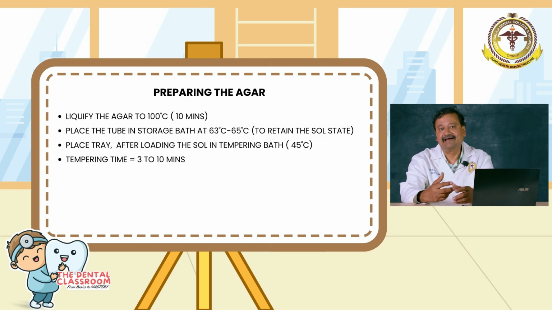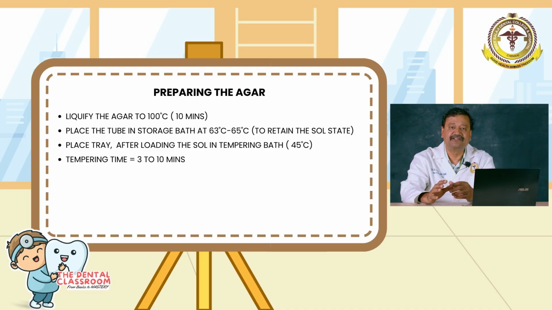How do we prepare agar as the impression material? First, we liquefy agar by heating up to 100 degrees centigrade for 10 minutes. At that time, the preformed gel structure is converted to free flowing sol phase. Then we place the tube in the storage bath at 63 to 65 degrees. This is called storage temperature, and this is to retain the sol state.